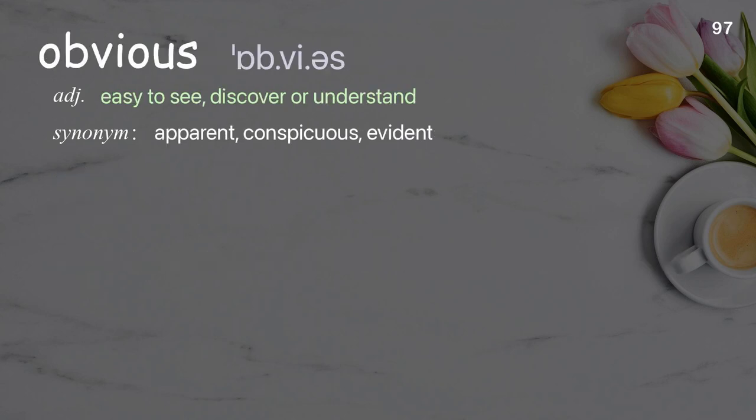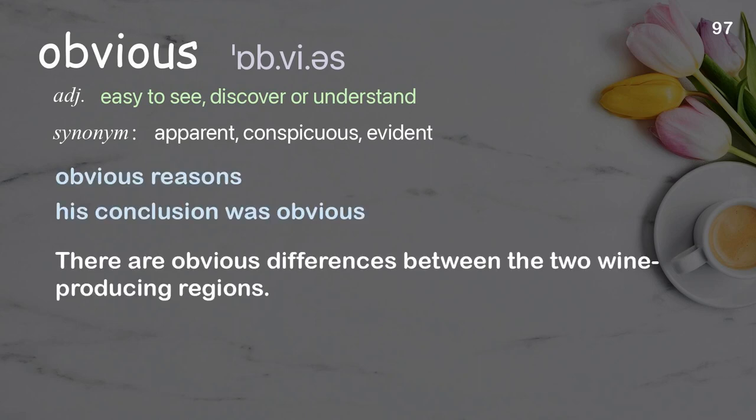Obvious. Easy to see, discover or understand. Examples: obvious reasons. His conclusion was obvious. There are obvious differences between the two wine-producing regions.